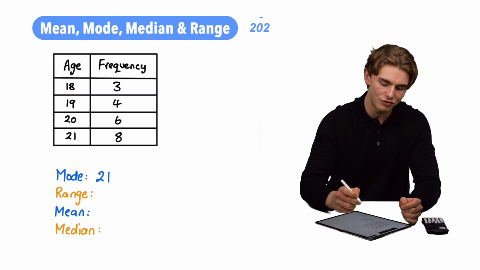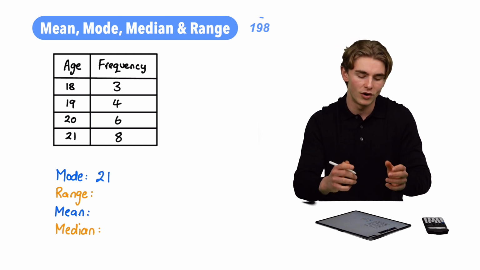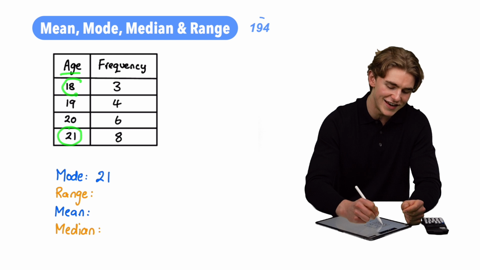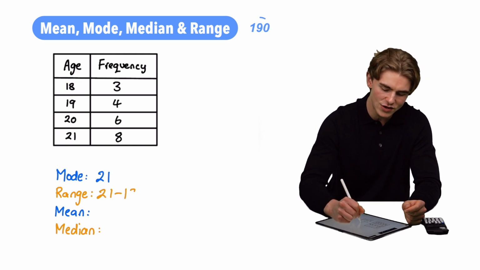What about our range? Our range, if we remember, that's going to be our largest value, subtract our smallest. We can see that the largest age recorded was 21. The smallest age recorded was 18. So to find our range, we can do 21 minus 18, which is going to give us 3.